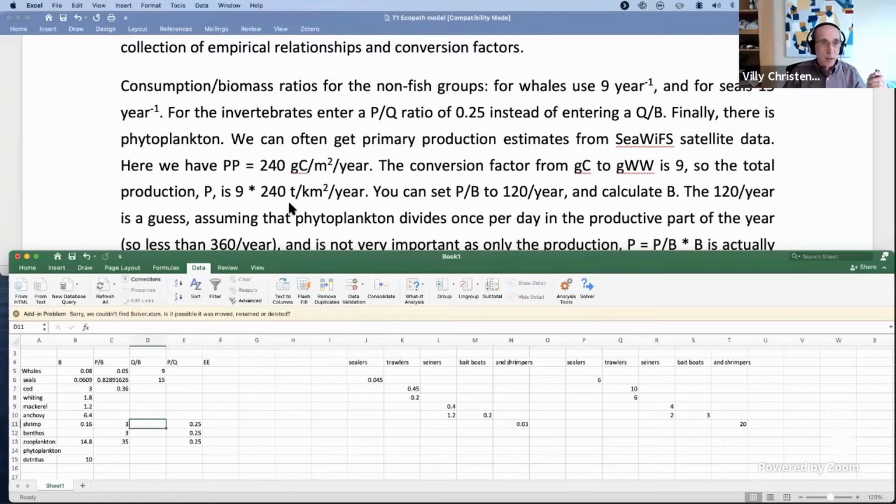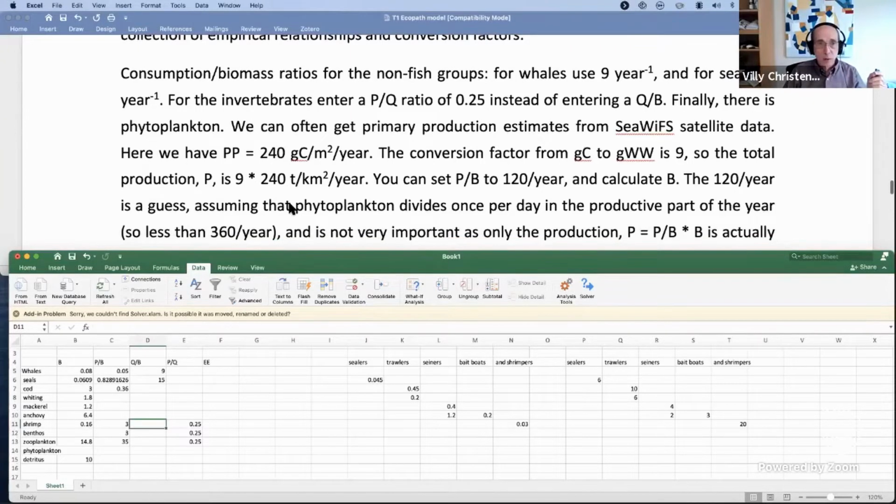Okay, finally there's phytoplankton. We can get primary production estimates. We have one here. Primary production is 240 gram carbon per square meter per year. So that's the total production for phytoplankton, 240. I can calculate it here, plus 240. And it's gram carbon, so we want to convert that to wet weight, and the conversion factor for that is around 9. And because it's ton per square kilometer per year, that right away gives us what the production is.